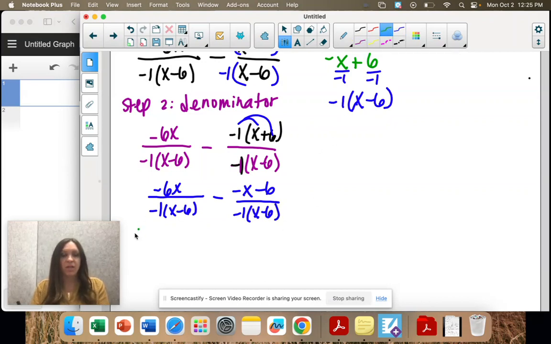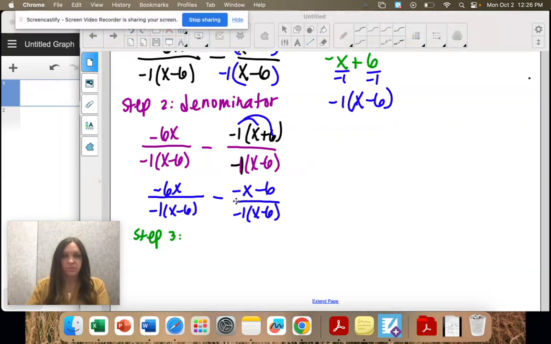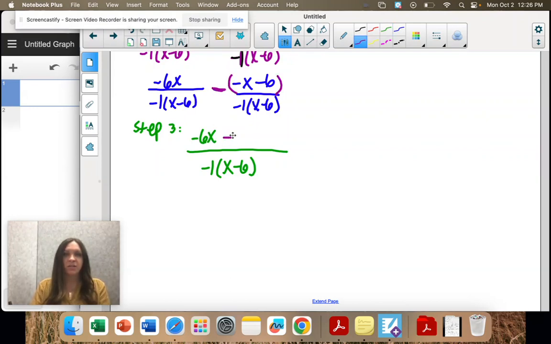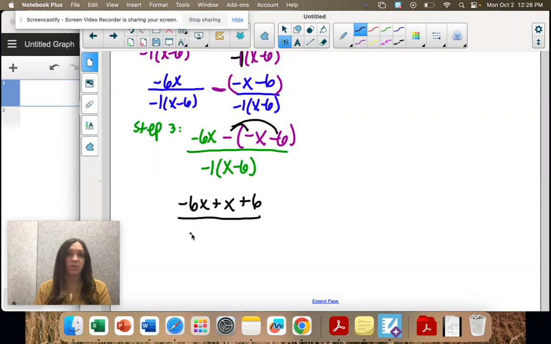So now step 3 is subtract across. So my denominator is going to stay. And my numerator, I have negative 6. Look, it's minus all this stuff. All this stuff I'm going to put in parentheses because what happens when I minus negatives? Now I have plus x plus 6. So when you subtract, you have to add your parentheses and distribute that negative, or else your signs are going to be all messed up.